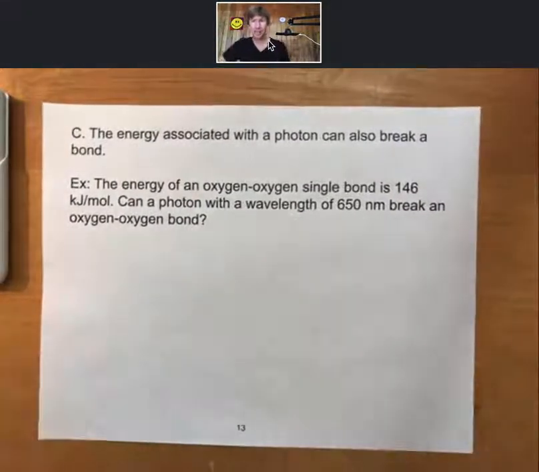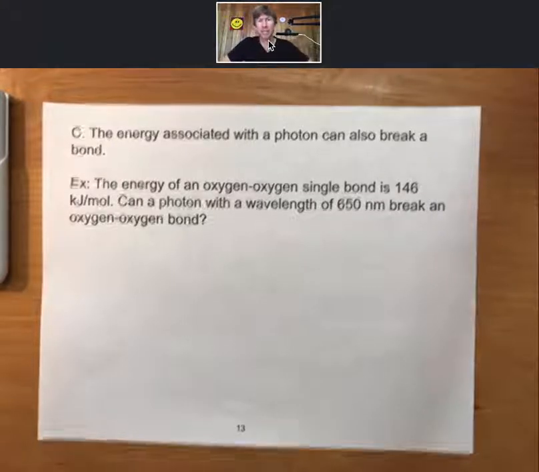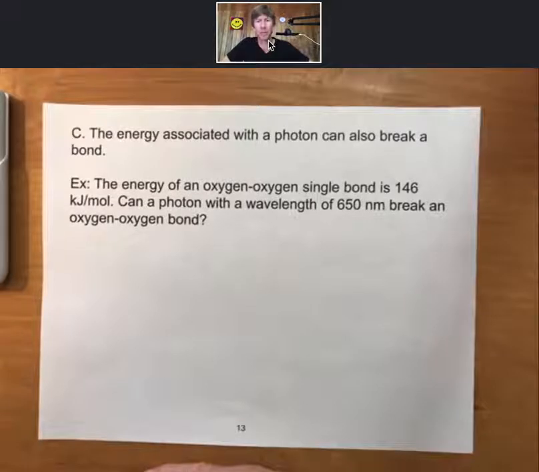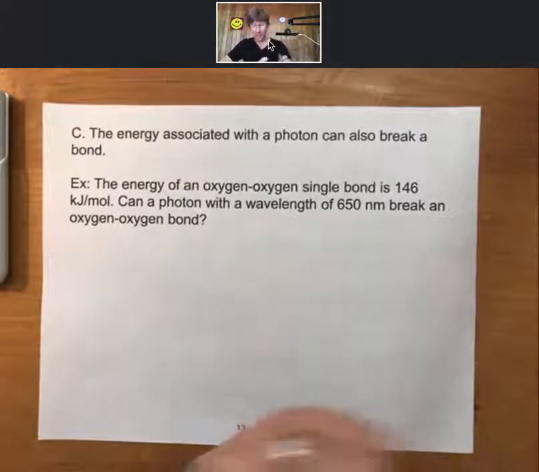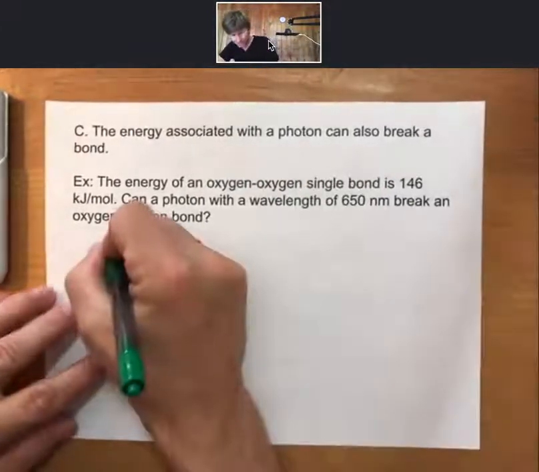As such, the energy associated with a photon can also break a bond. As an example, the energy of an oxygen single bond is 146 kilojoules per mole. The question we're going to ask is, can a photon with a wavelength of 650 nanometers break an oxygen-oxygen bond? This question is similar to at least one that you'll find on the homework, if not more than one, and potentially the exam. Here's how we're going to approach this.